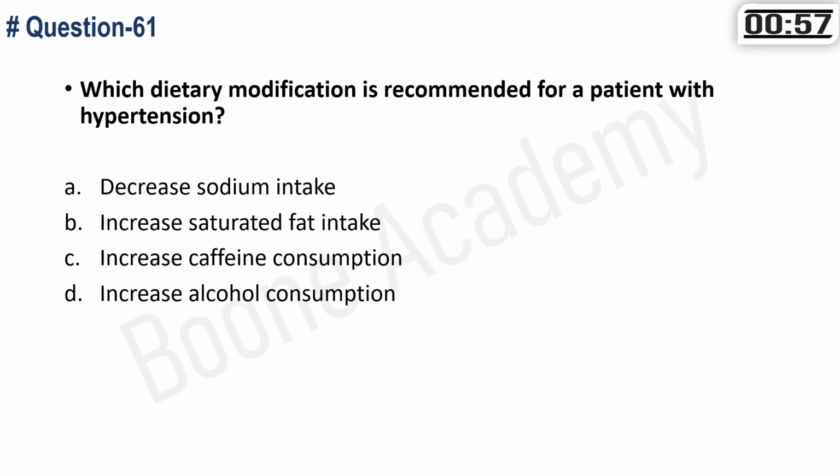Question 61. Which dietary modification is recommended for a patient with hypertension? A. Decrease sodium intake. B. Increase saturated fat intake. C. Increase caffeine consumption. D. Increase alcohol consumption. You have 1 minute to answer your question.